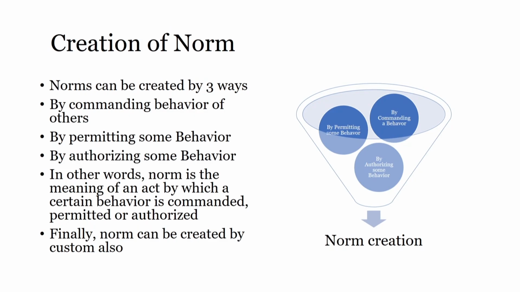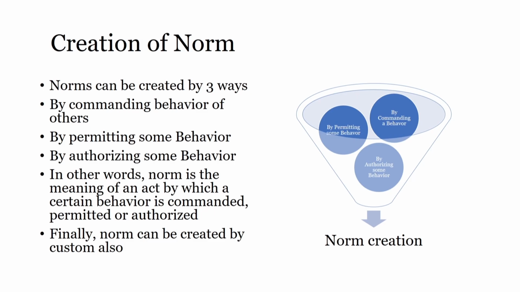Now, in this slide, we will try to understand how a norm is created. We have seen the meaning of the norm, and we have also seen the act and what are the types of act. Now, we will see how the norm which Hans Kelsen was talking about is created. Now, in this slide you will see that norms can be created in three ways. How? By commanding the behavior of others. Someone is there who commands the behavior of others, that is one way of creation of norm.